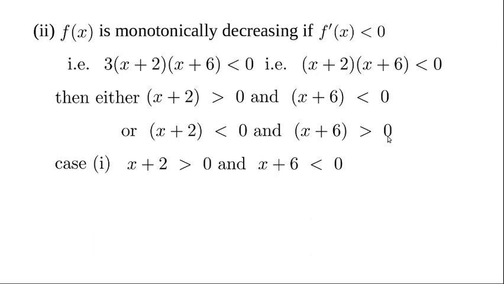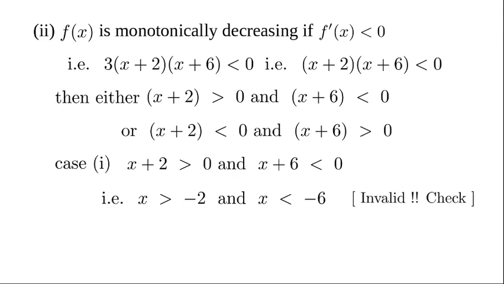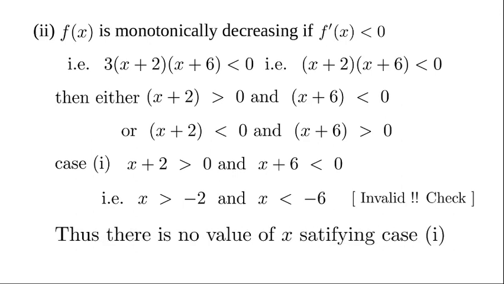So first case, x plus 2 greater than 0 and x plus 6 less than 0. That is x greater than minus 2 and x less than minus 6. Note it carefully. Check it. There is no value of x satisfying this case, because a number cannot be simultaneously greater than minus 2 as well as less than minus 6. This is not possible. Hence this case is not valid.